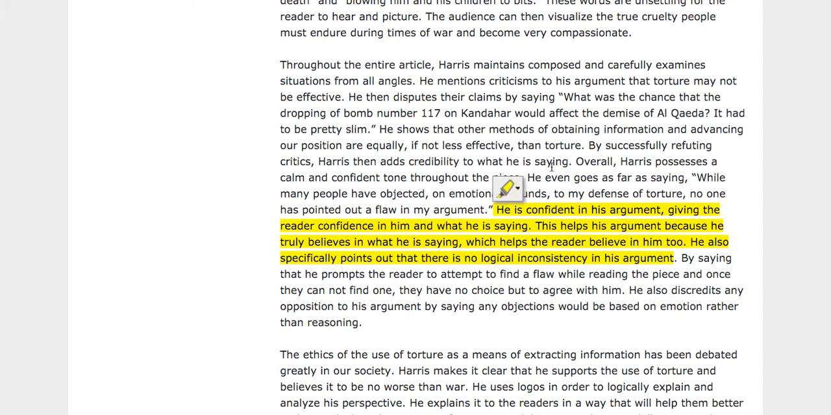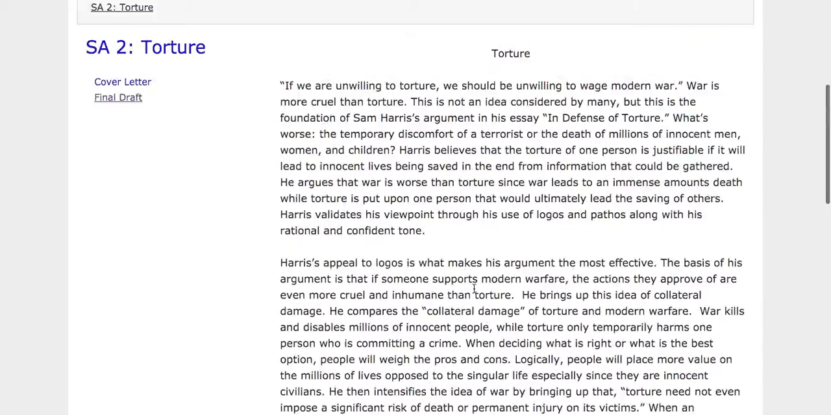So you may want to think about this section here. But overall, as I said, I think a very effective essay.